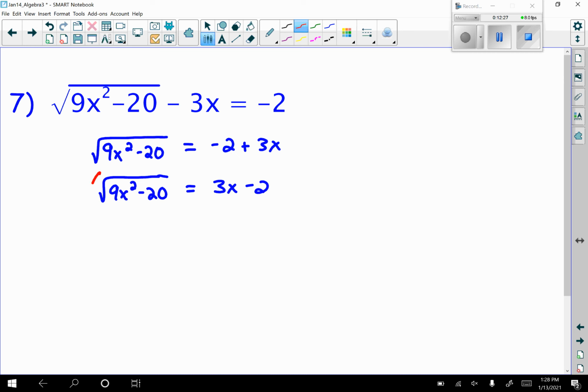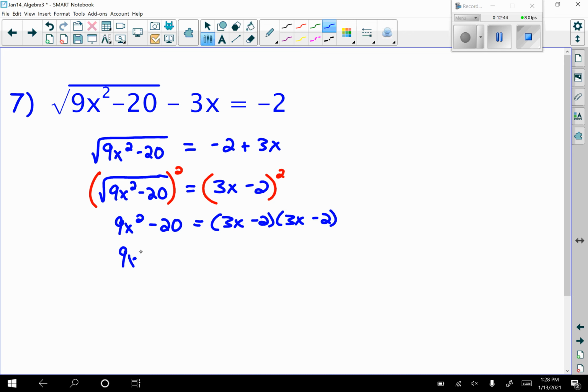So when I go to do my next step, which is to square both sides, again, the 3x minus 2 is one quantity here that I need to square. Now this will become 9x squared minus 20. Again, I want to write this out side by side so I don't forget the inside and outside terms. So we're going to get 9x squared minus 20. This will give me a 9x squared. On the outside, we'll get a minus 6x. On the inside, we'll get a minus 6x and then a plus 4.